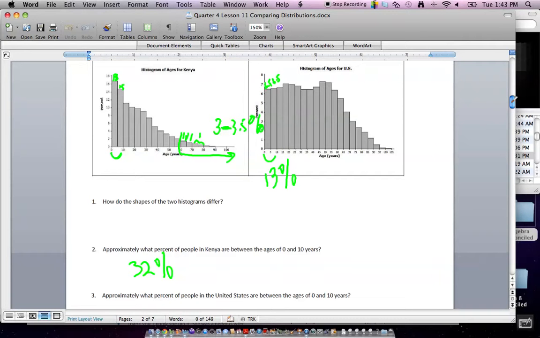And what's the last one say? Approximately what percent of people in the U.S. are 60 years or older? All right, so 60 years or over. So I'm looking here at about 5.5. Here I'm looking at about 4. Here I'm looking at about 3. I'll call both of these 2.5 times 2, which is 5.